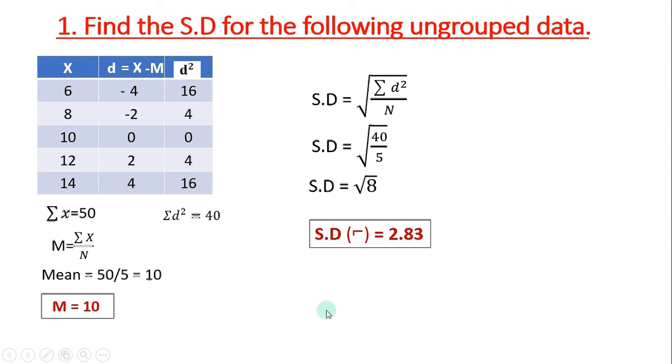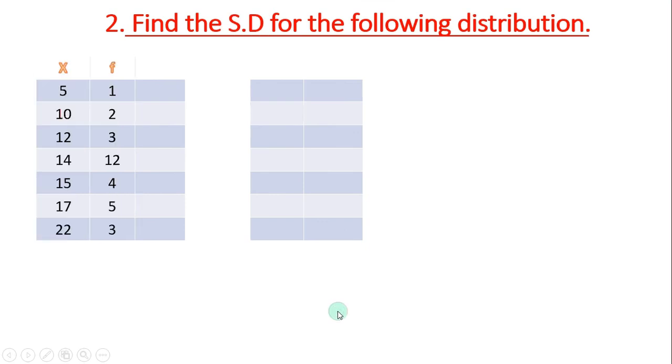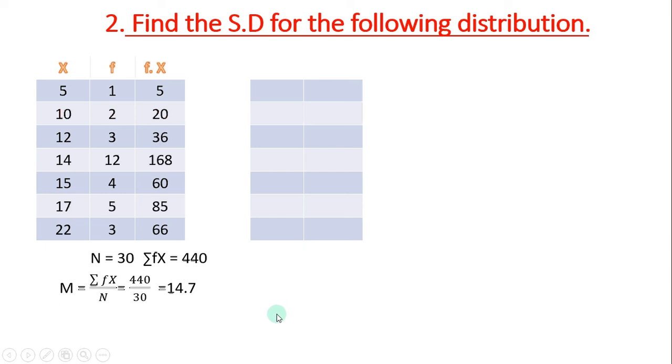Suppose the frequency is given, how do we calculate? Here the scores given are 5, 10, 12, 14, 15, 17, 22, and frequencies 1, 2, 3, 12, 4, 5, 3. First we have to multiply f and x. We will get 5, 20, 36, 168, 60, 85, 66. Now add all fx, we will get 440. Mean is sigma fx by n, 440 by 30, is 14.7. So the mean value is 14.7.